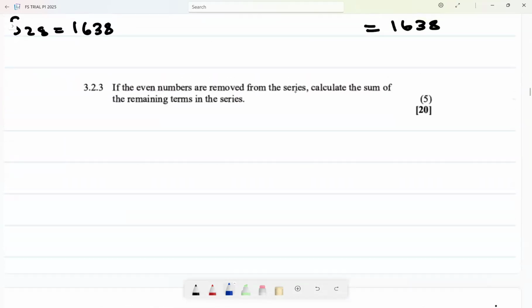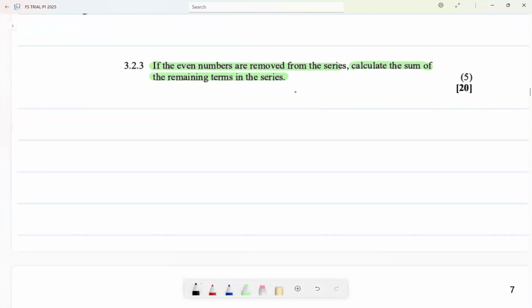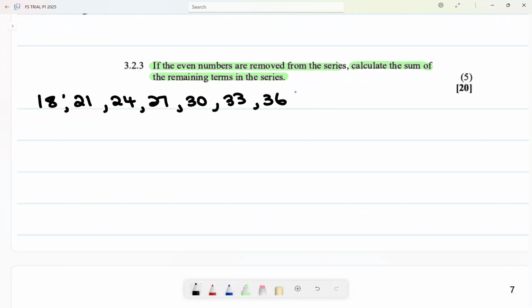Cool. And then let's move on to the last question. It says, if the even numbers are removed from the series, calculate the sum of the remaining terms in the series. So let's write down the pattern of our series. The first term is 18, second term 21, 24, 27, 30, 33, 36, and so on, up to the last term, which is 99.